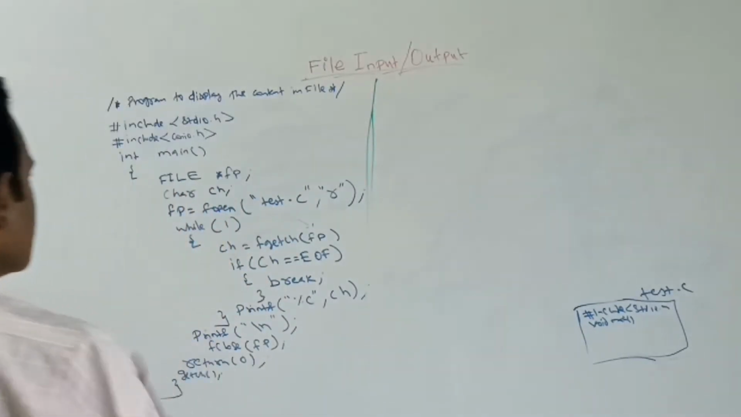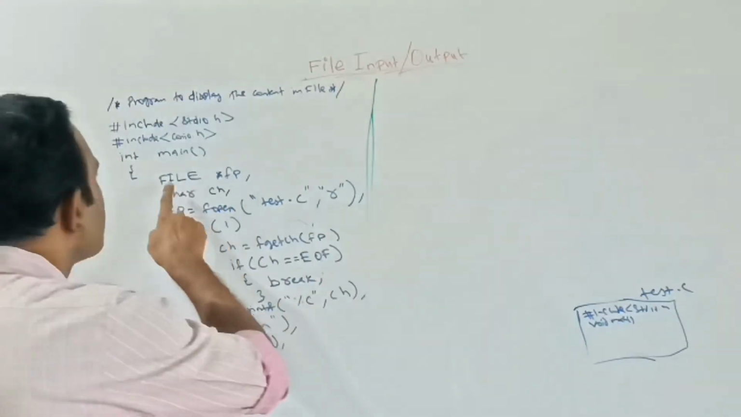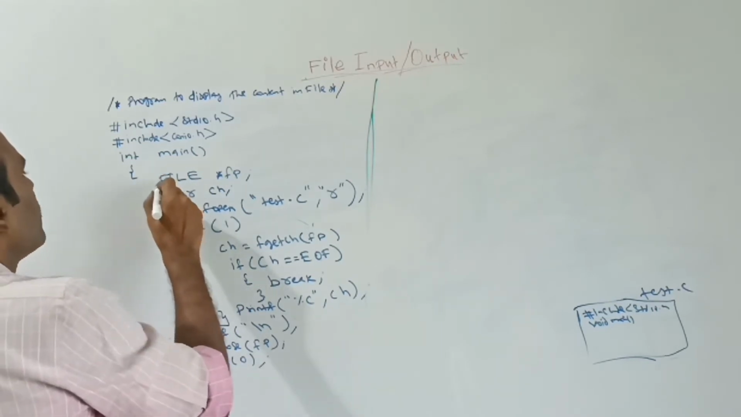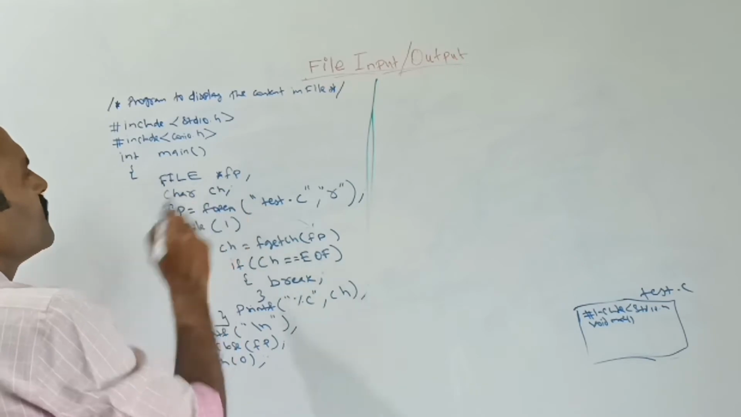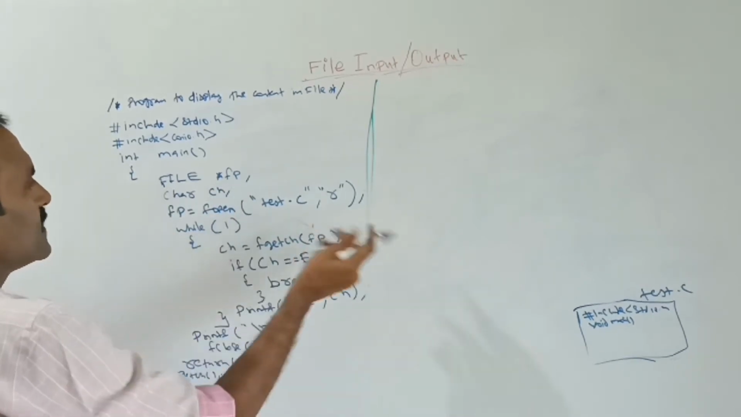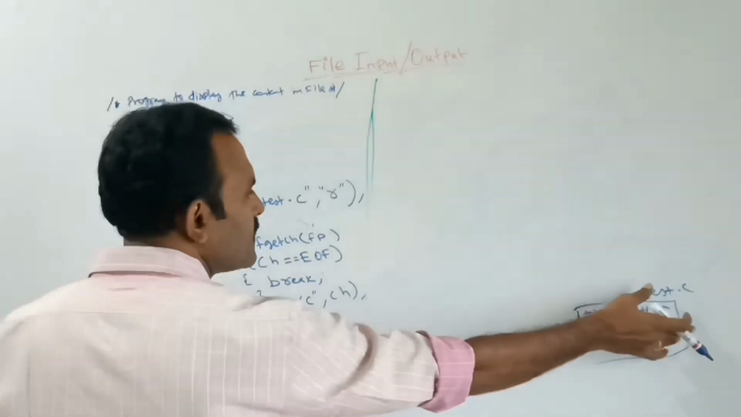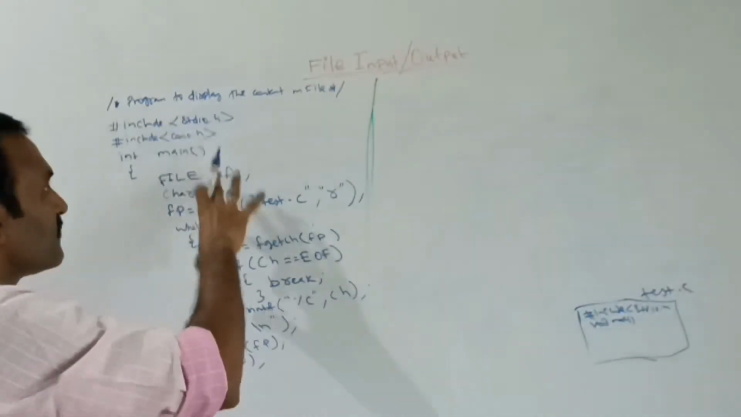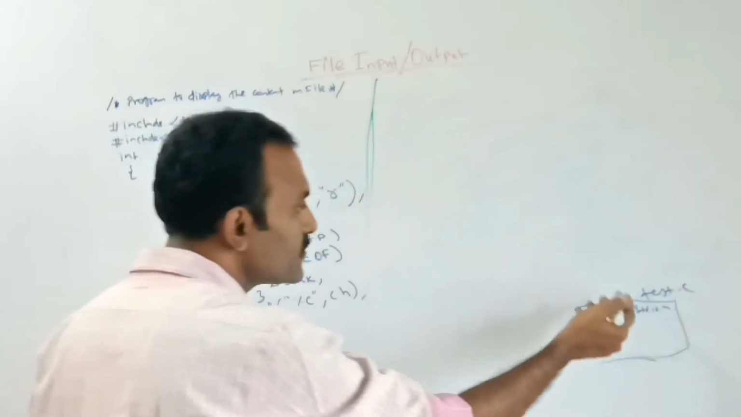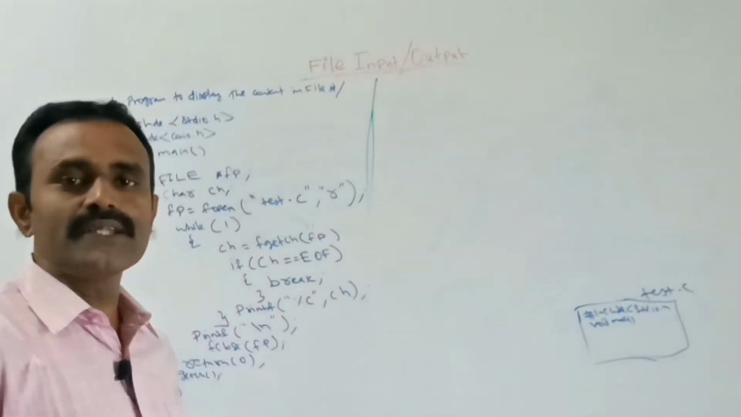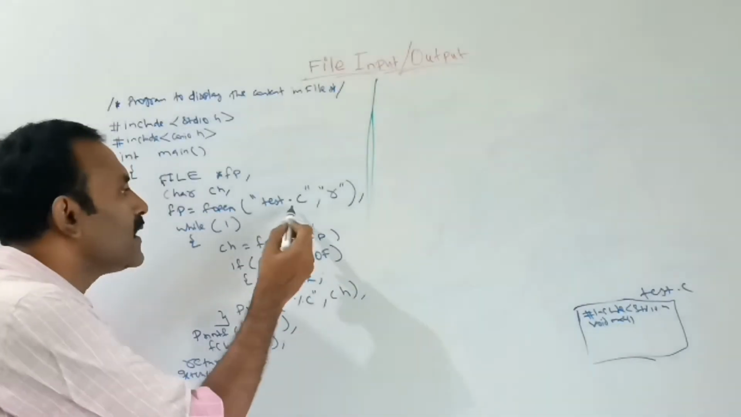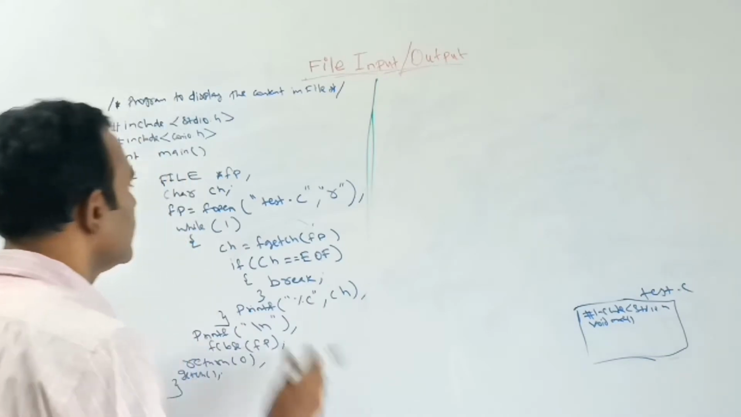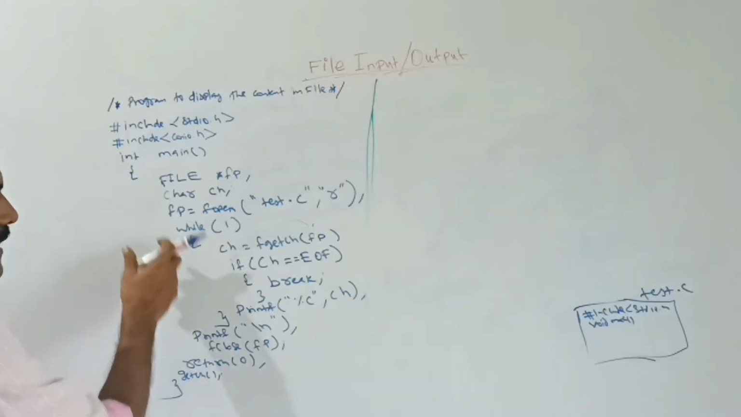In the same logic, first I should create the file pointer variable for this file. FILE is the already predefined structure, and for this I am creating the file pointer variable. Next, char ch. In a similar way I am opening this file, test.c, which is in the current location where you are creating the file. This file should be in the same directory. If it is in some other directory, then we should mention the path of the directory in which that file is located.